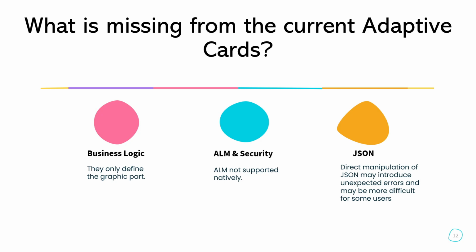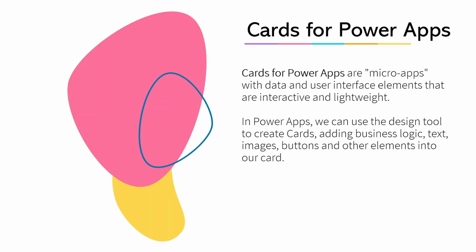The second one is that ALM is not natively supported. So you can manage your JSON yourself. For example, you can put the JSON of the adaptive card in an environment variable and put the environment variable inside a solution, etc. But it's not natively supported. And the last one is that for some people, manipulating JSON with a lot of replaces is not a really simple way to do that. So for this reason, I hand over the word to my friend.